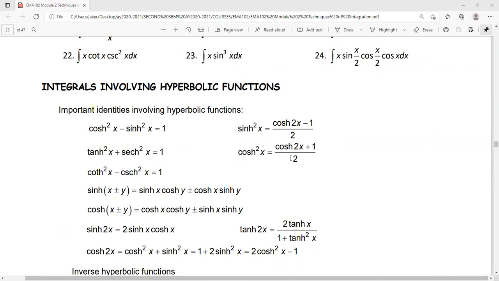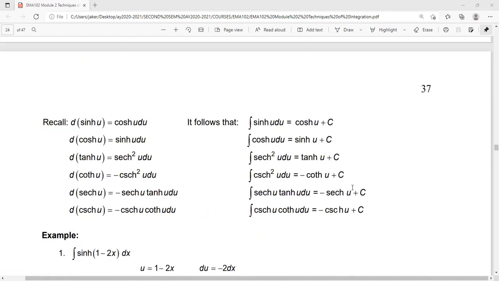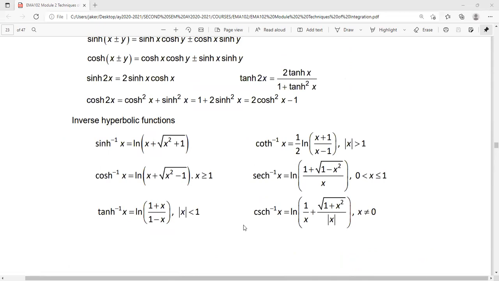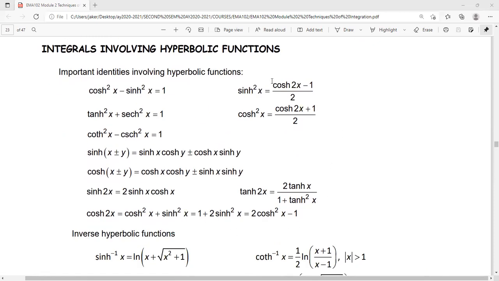Integrals involving hyperbolic functions. Take note, when we say involving, the integral is a hyperbolic function, not that it will yield a hyperbolic function. Okay? So integrals involving hyperbolic functions. And before the hyperbolic integrals were given to you here as a formula, you have so many identities concerning the hyperbolic function. So these are the identities that you need to take note of.